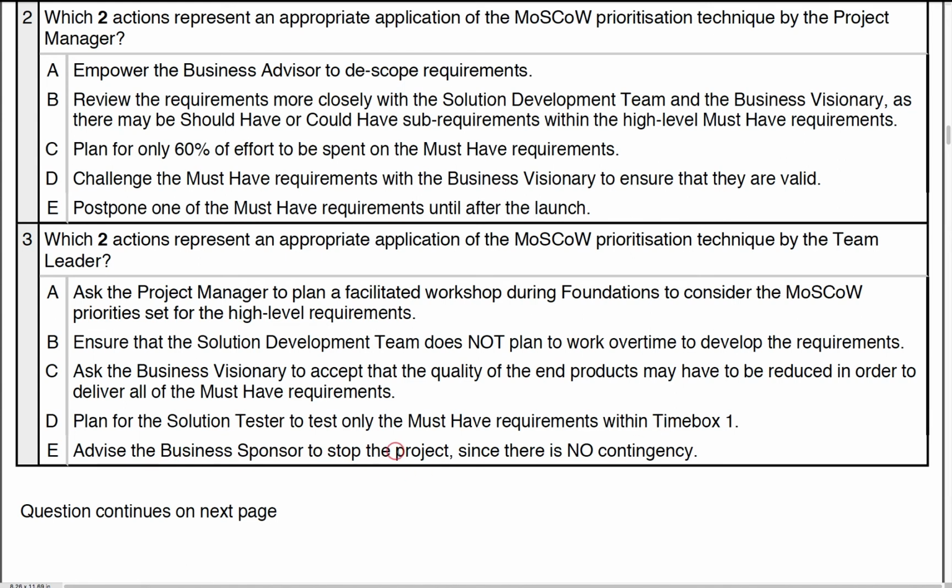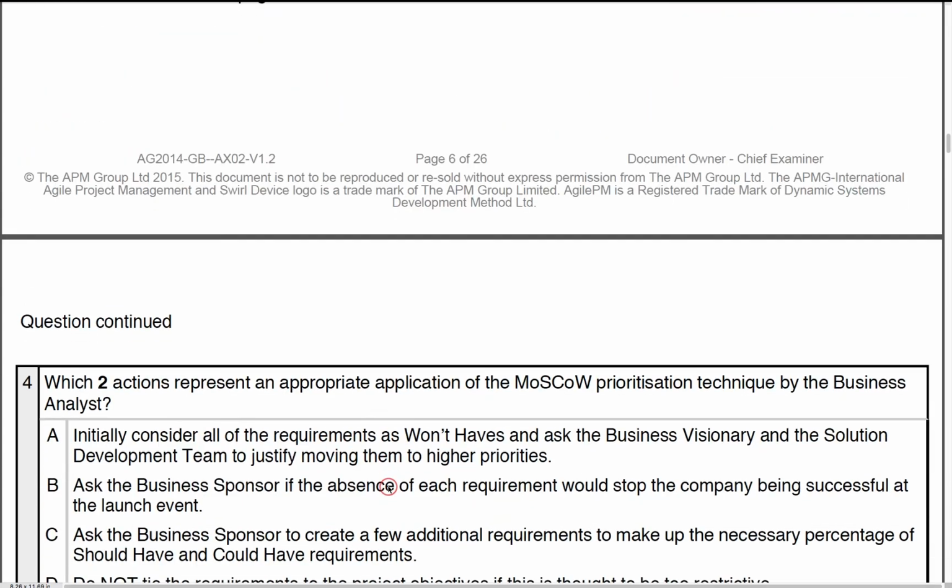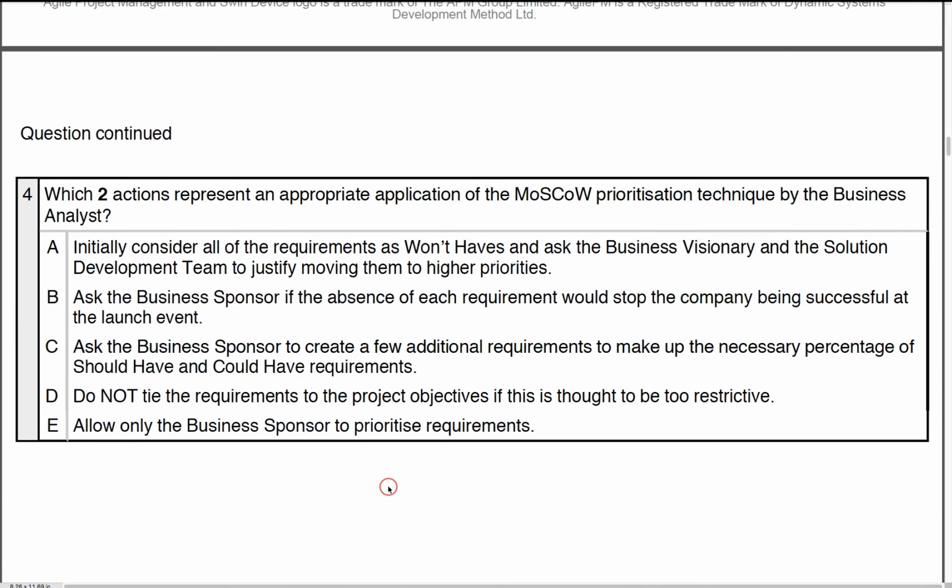Advise the business sponsor to stop the project. There is no contingency. Well, that's just a load of rubbish. That does not happen. You do not do that to advise the sponsor. And there is contingency anyway, so that's not true. That's not an answer. So the answer, we're back at A and B, and hopefully they're the two that you picked as well. So let's have a look at the final question, number 4.